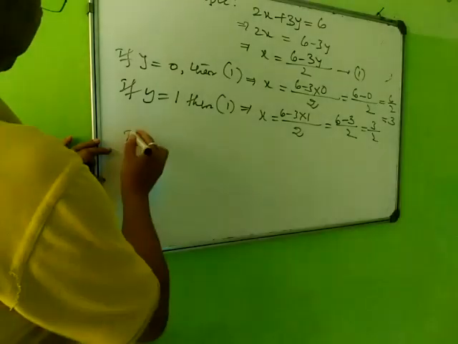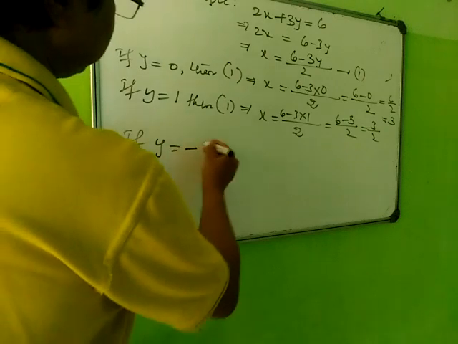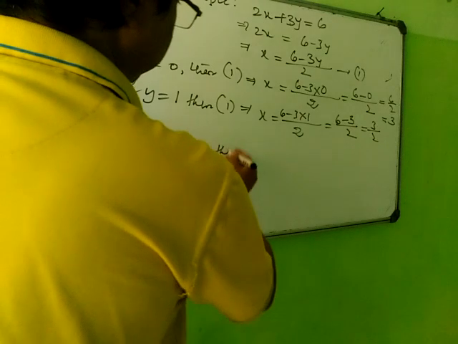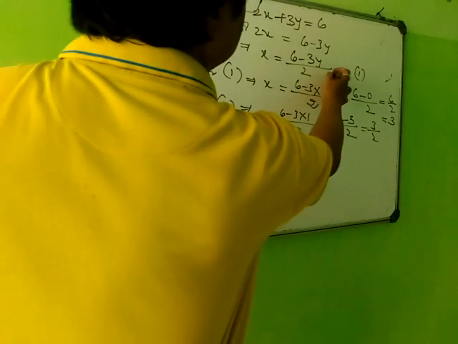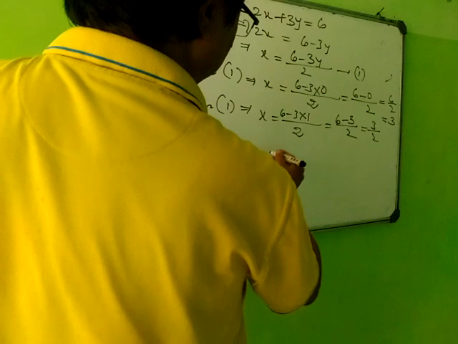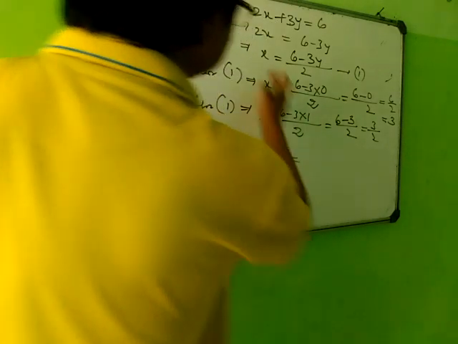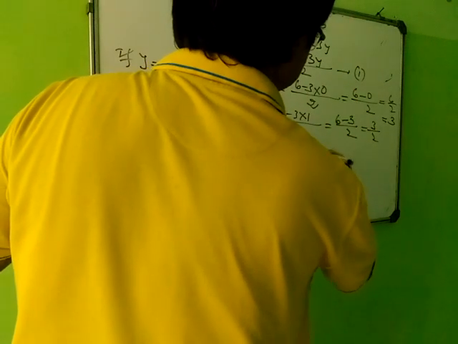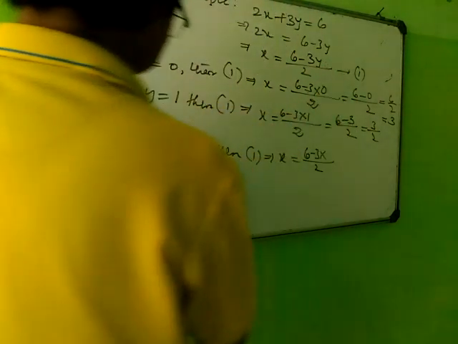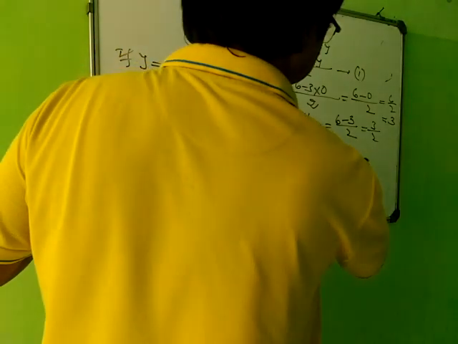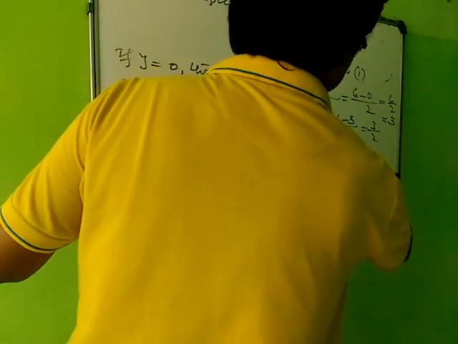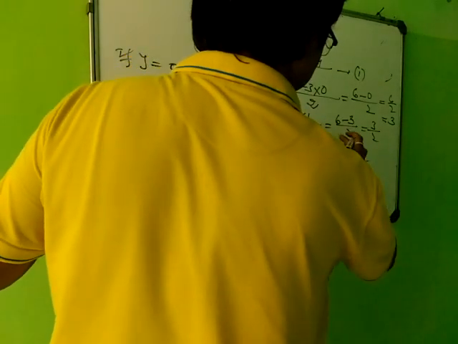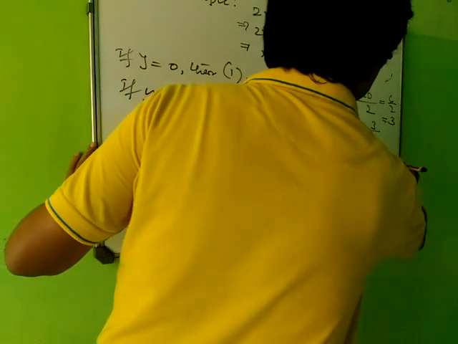Then say if y is minus 1, you can take 2 also. From equation number 1, what do you get? x equals, again there is one 2, 6 minus 3 into y, with y equal to minus 1. So 6 minus into minus, plus 3 into 1 is 3. So you have got 9 by 2.